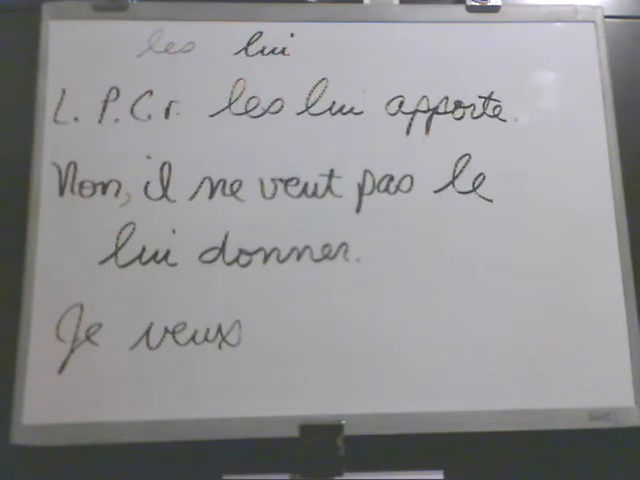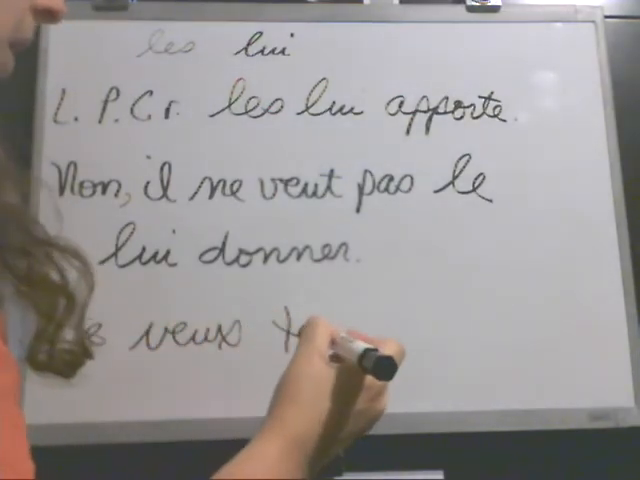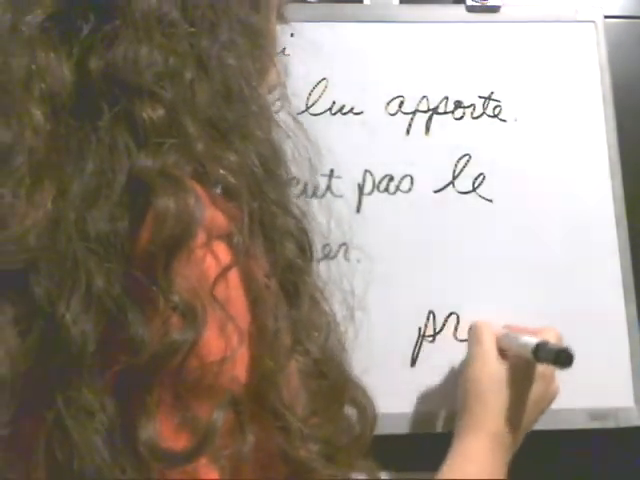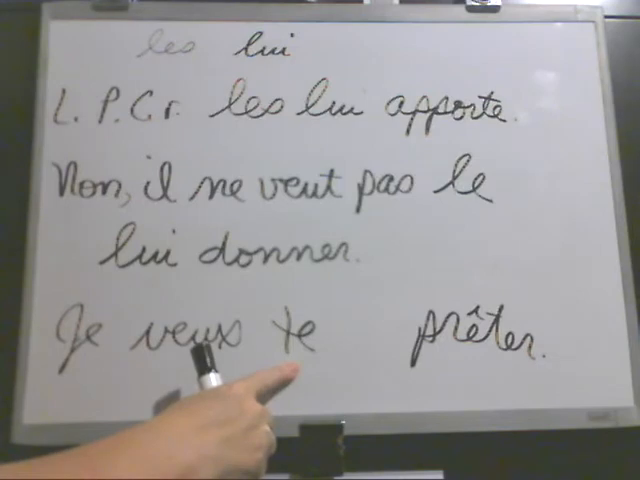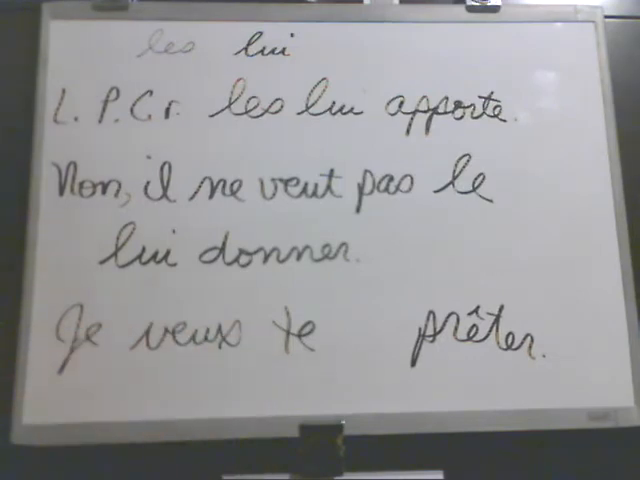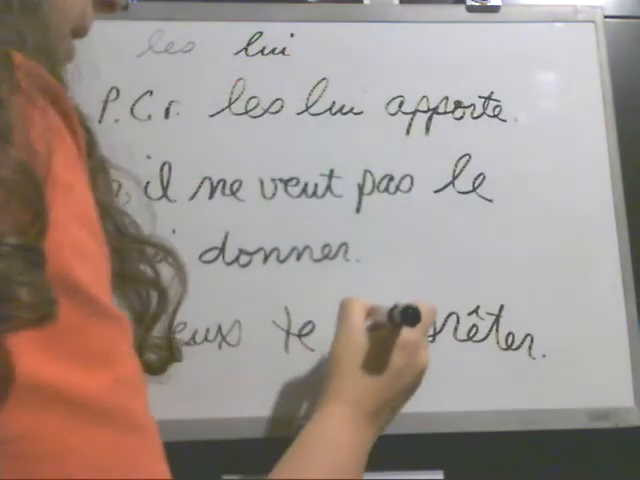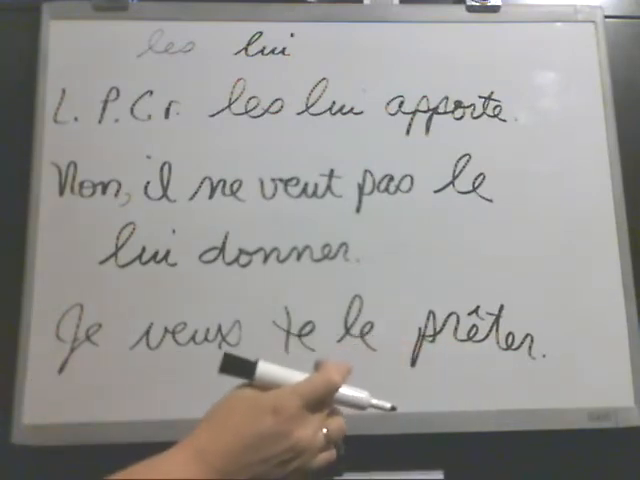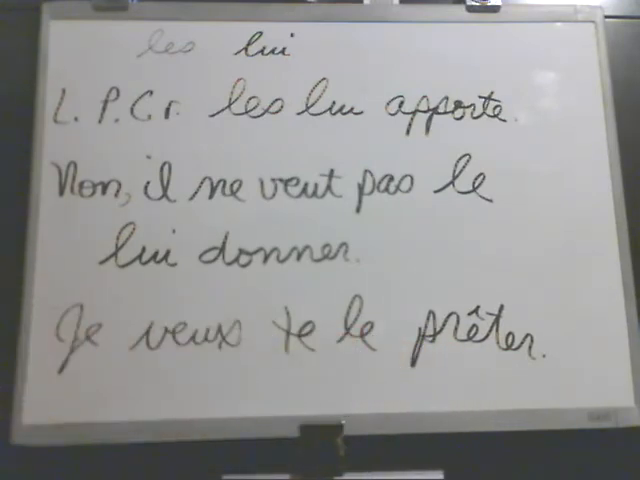So we've got me, te, nous, vous, devant le, la, les, devant l'huileur. So the me and the te are going to come first. So yes, I want to, what was it, prêter? I want to lend it to you, right? And what else do I need then? Le livre. Je veux te le prêter. I hope I didn't explain that in a confusing way. Do you follow that? I want to lend it to you. That's how we answer the question.